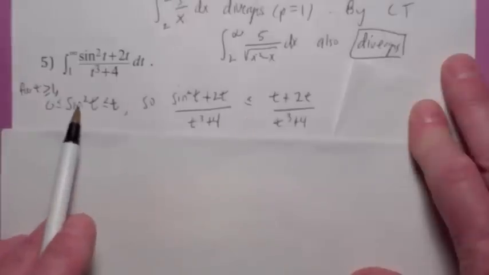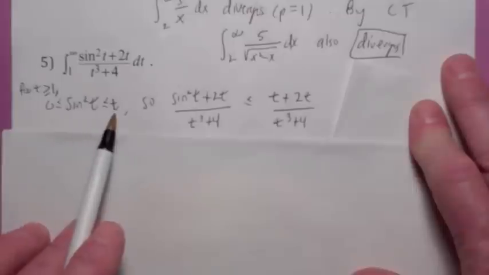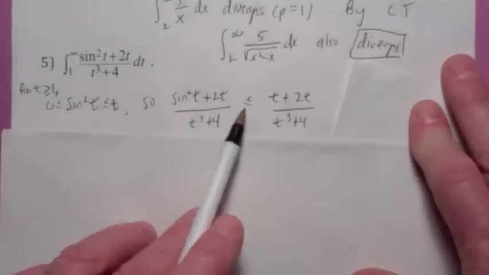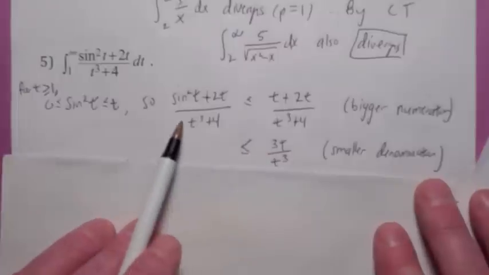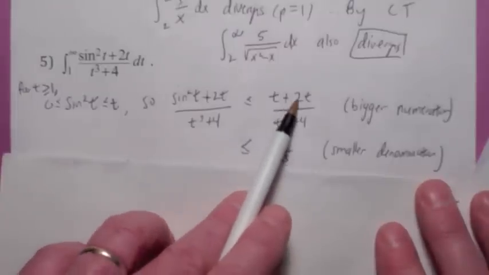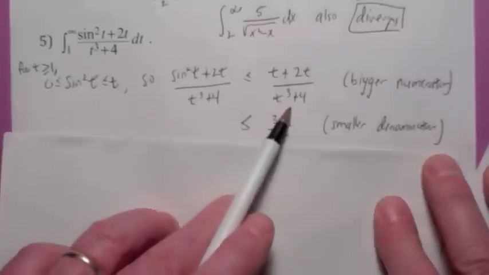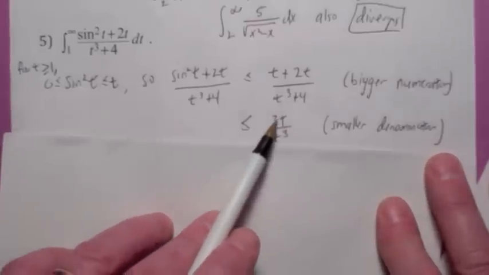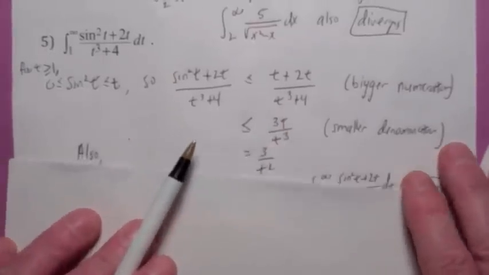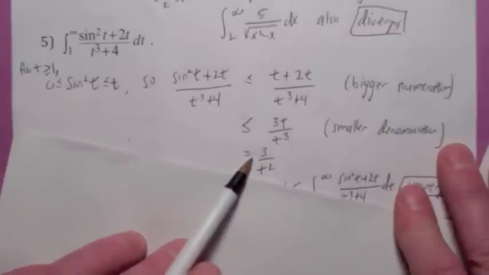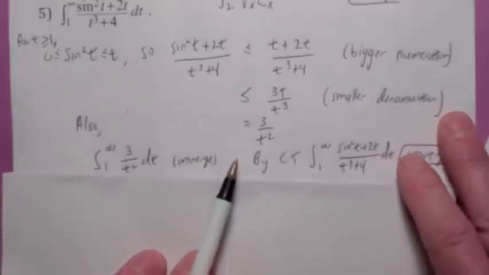You see what I did? I'm noticing that it's obvious that sine squared t is less than or equal to t as long as t is greater than 1. So I'm replacing sine squared t by something that's bigger than it. So what I've got is that this is true, which is 3t. Now also, I'm getting rid of the denominator, see? I'm making the denominator smaller. So this thing is bigger than this thing. So what I just showed was that the integrand is less than or equal to 3 over t squared, which is what I wanted to do.